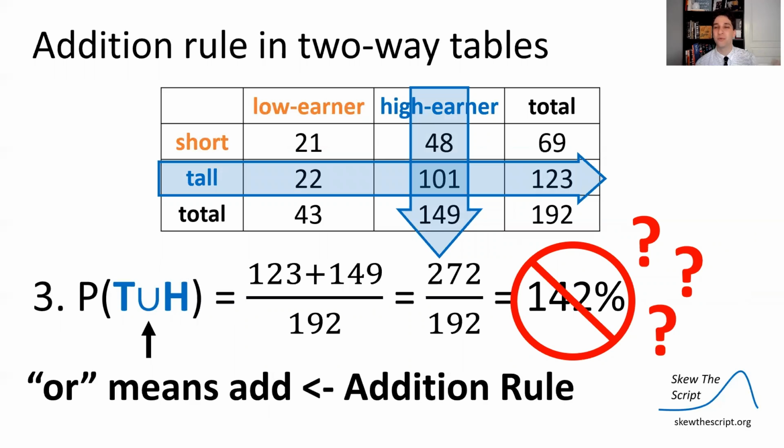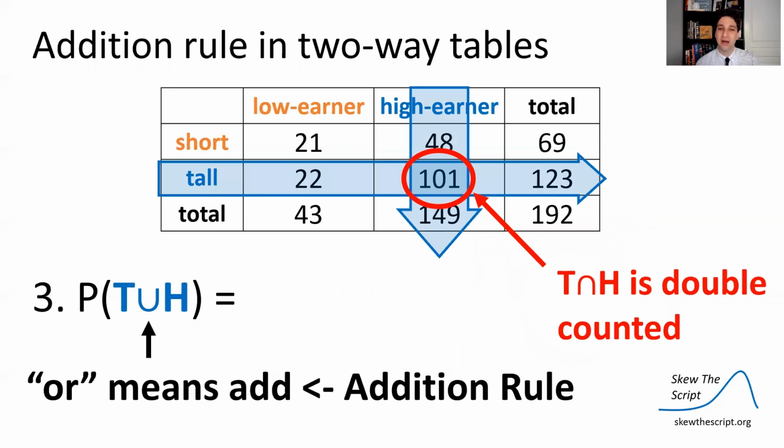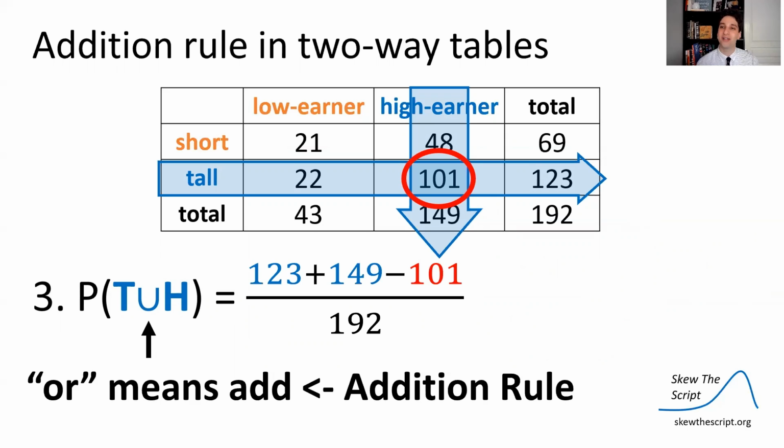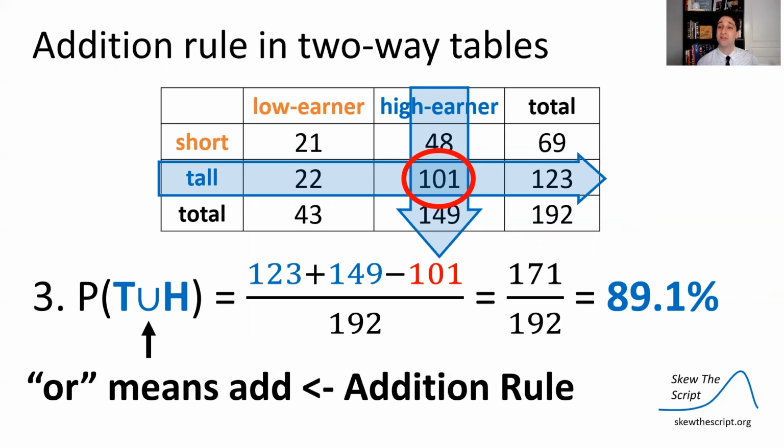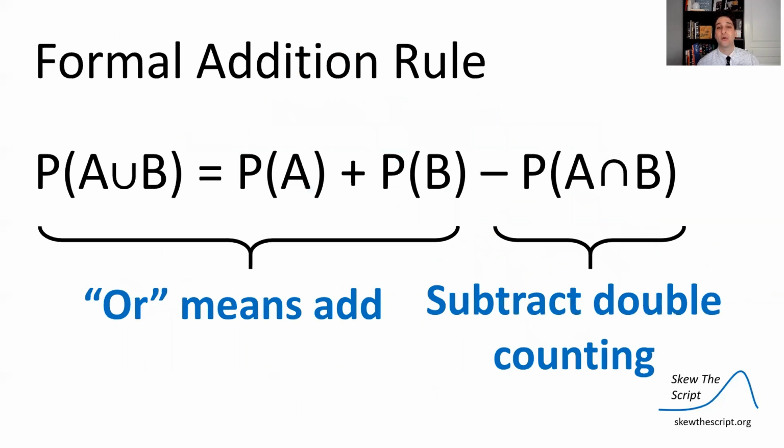What happened was when we used those 2 totals, we double counted the people who were tall and a high income earner, because they appear both in the column total for the high income earners and the row total for the tall. So what we need to do is subtract that off once to account for that double counting. When we do that, we get the same probability we did before when we were a little bit more careful about picking our categories. So this introduces us to the formal or general addition rule that yes, or means add. The probability of A or B is the probability of A plus the probability of B, but we have to subtract off the probability of A and B. We subtract off for double counting.